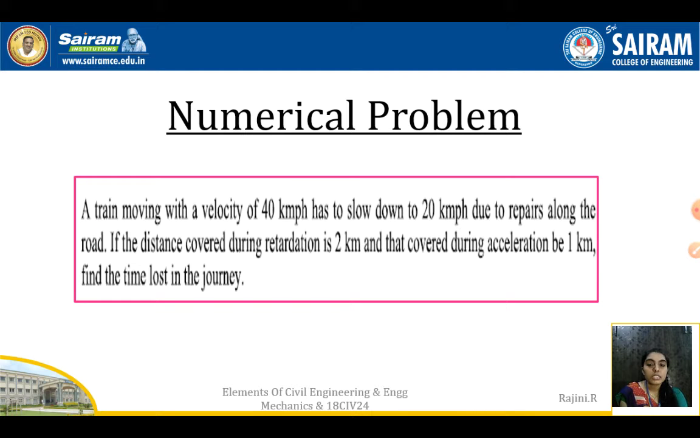That is, the train is starting with a velocity of 40 km per hour and it is going to slow down to 20 km per hour due to some repair work. So there is a negative acceleration here, right? So you have to observe there is a negative acceleration here, that is a retardation, in 2 kilometers, and that covered during acceleration will be 1 kilometer. So how much time is going to be lost in this journey, we have to see.